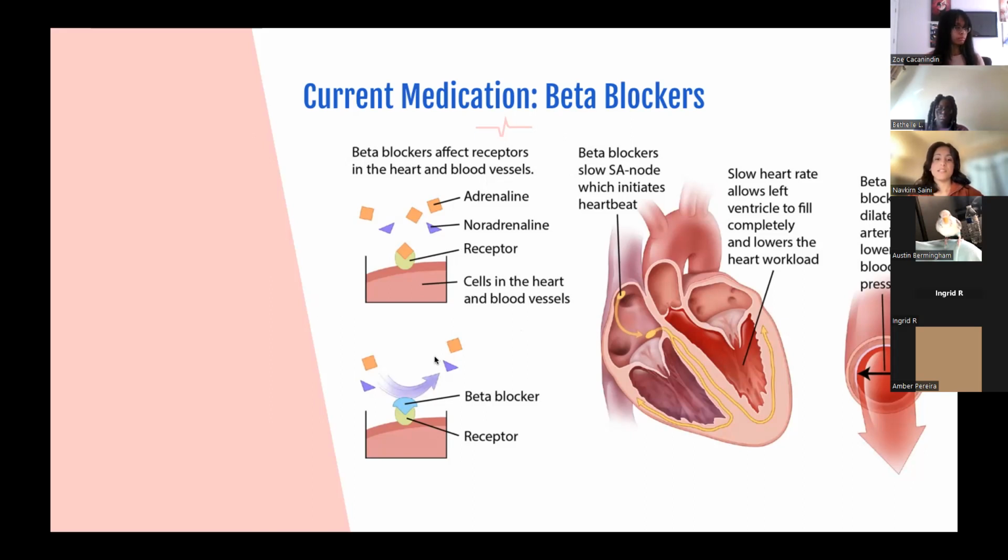As we can see here, the receptor takes in what's been released from the beta blocker itself on the biochemical level. And we can see here that beta blockers slow the SA node, which initiates heartbeat. This then allows the ventricle to fill completely and lowers the heart workload. So overall, this is how beta blockers work to dilate the arteries and lower blood pressure.